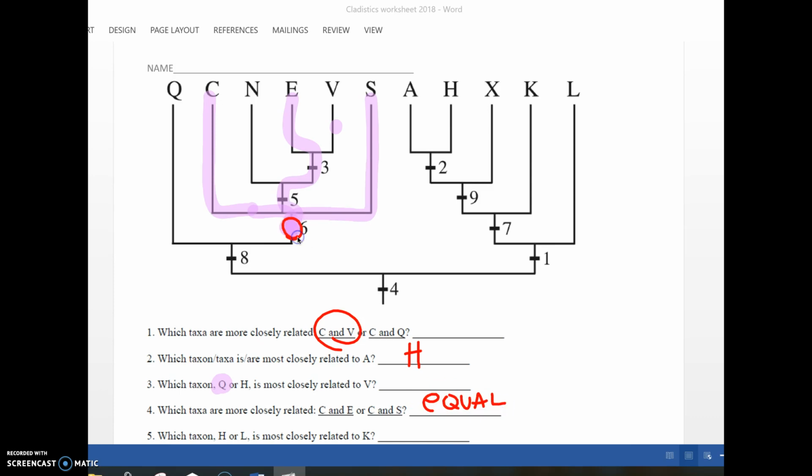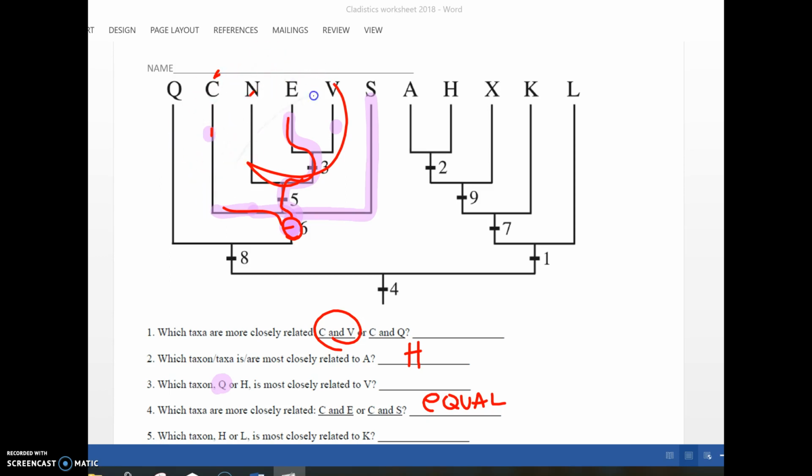The last trait they share, C and E, is that one, and C and S also. And again, this is where some people would mess up because they think maybe C and E because they're closer looking at the top, or sometimes they think, oh, C and S because there's all these changes after. None of those things matter. They all track back to 6 as their last shared characteristic. They're equally related. And then finally, which one, H or L, is closer related to K?